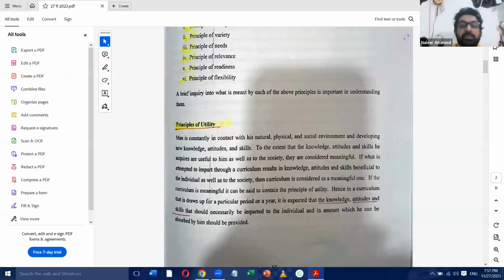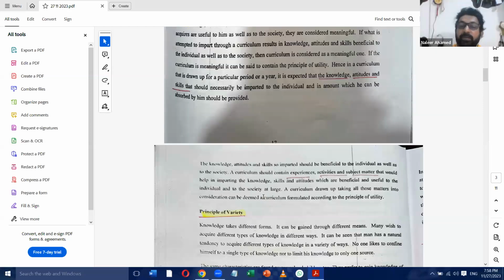Knowledge, attitudes, and skills so imparted should be beneficial to the individual as well as society. And we have already seen this one also. A curriculum should contain experiences, activities, and subject matter that would help in imparting the knowledge, skills, and attitudes which are beneficial and useful to the individual and society at large.